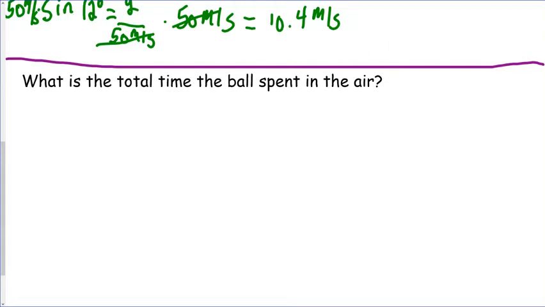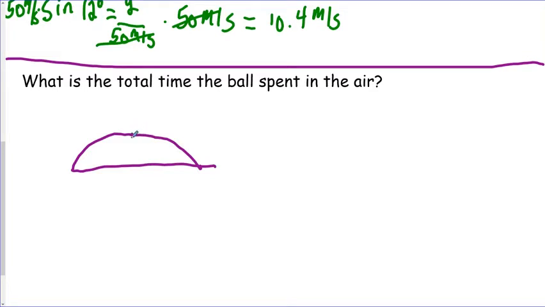Okay, so here our next question is, what was the total time the ball spent in the air? We can calculate this. So let me get a pen here. Basically what we have is the ground, the player threw the ball, it went up and then back down, right? That should be a nice perfect arc.